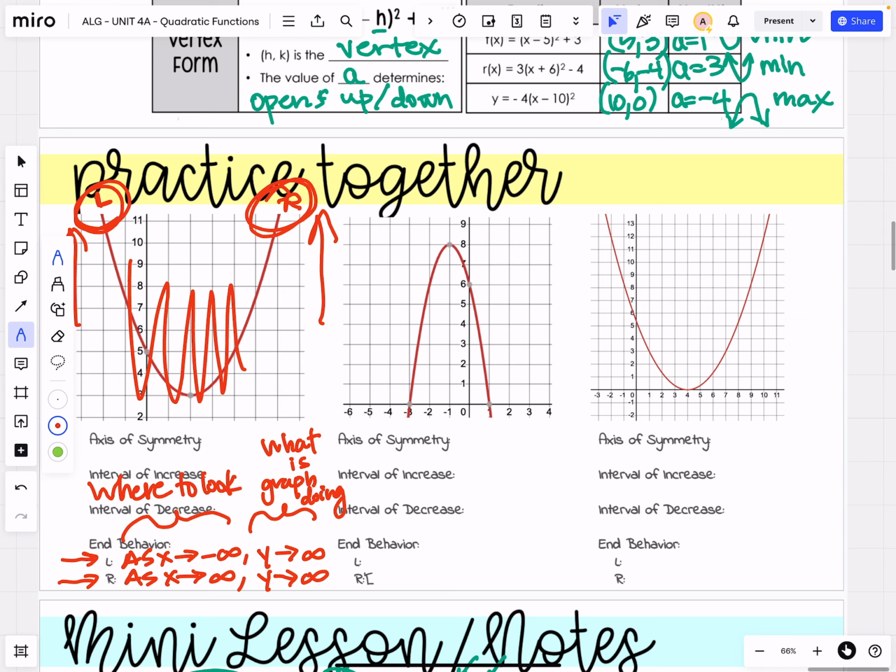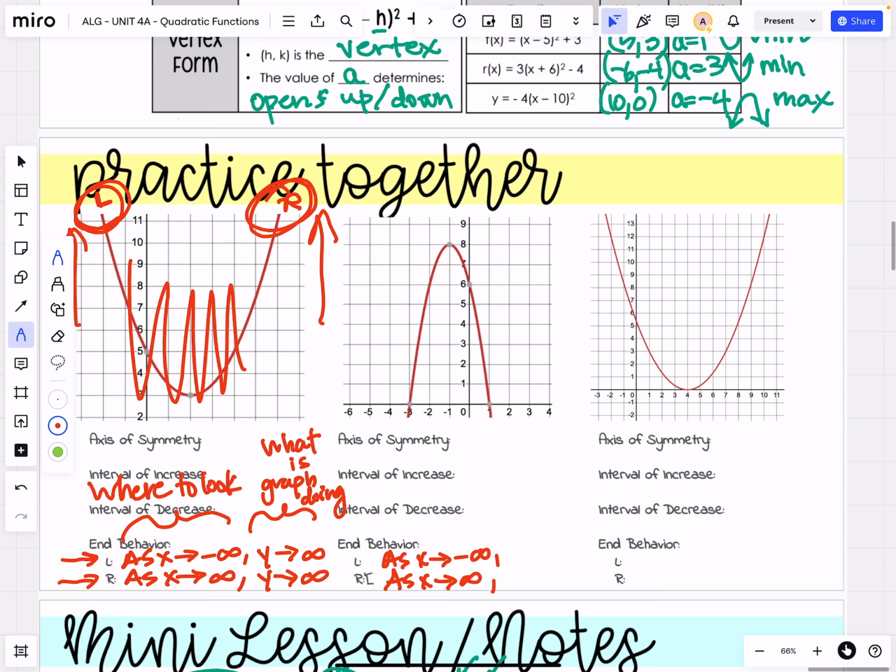All right, let's look at the second graph. Now we're going to start by filling in that first part because it doesn't matter what the graph's doing. That first part stays exactly the same. As x approaches negative infinity is the left side of the graph. As x approaches positive infinity, that's the right side of the graph.